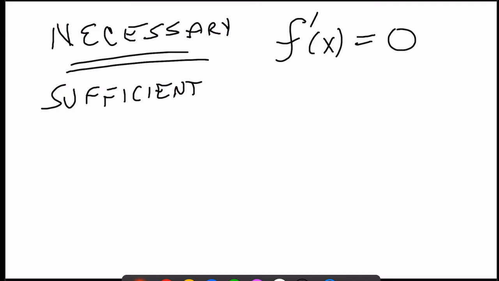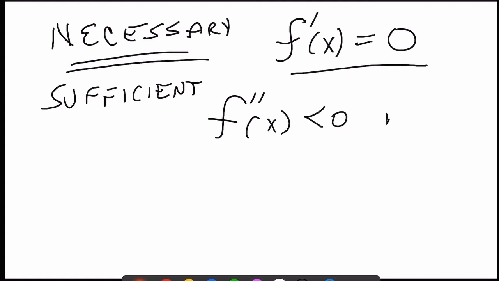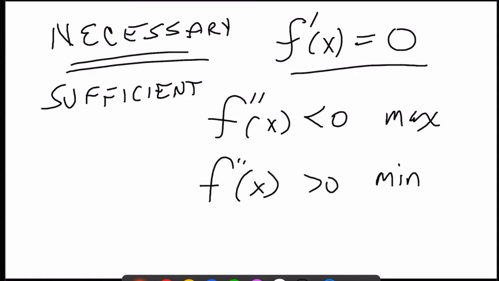Sufficient is this plus the second derivative is negative for a max, and the second derivative is positive to find a minimum.